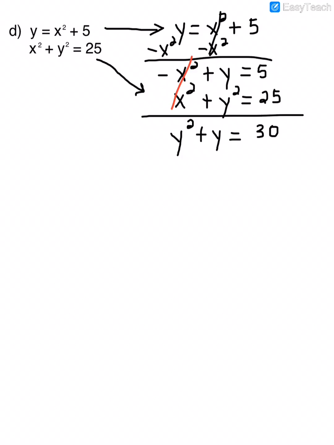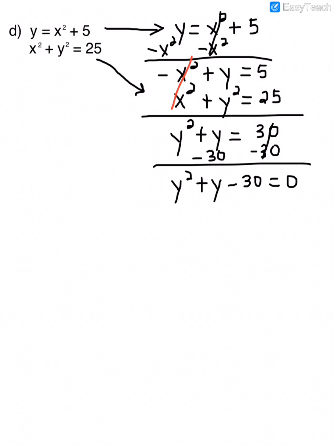All right, this is a quadratic equation, so I'm going to need to be able to factor it. So I'm going to subtract 30 from both sides to get everything on one side. And that gives me y squared plus y minus 30 equals 0. Okay, so now it's a trinomial.